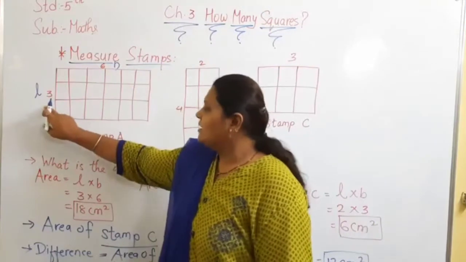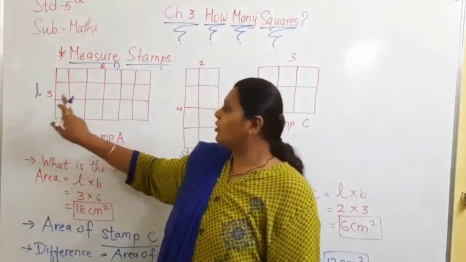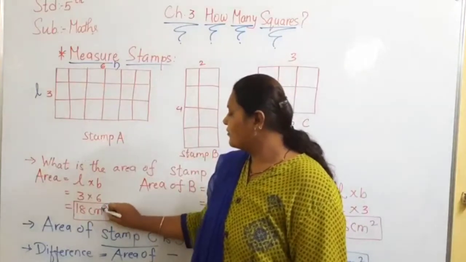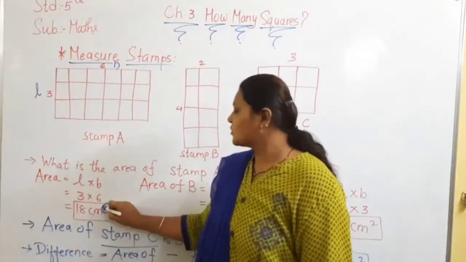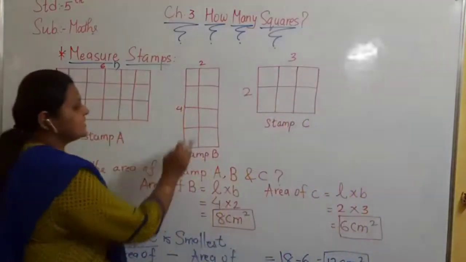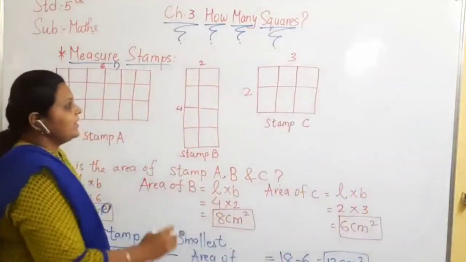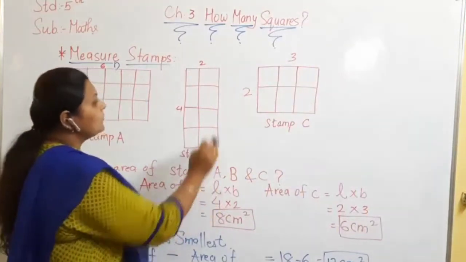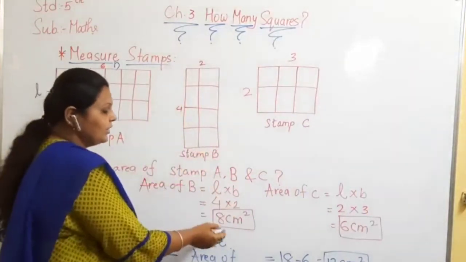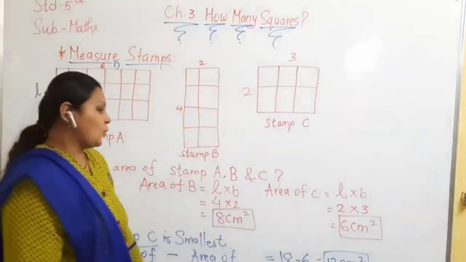Here we are taking the measure of one side, okay? The second side is pending. So here we have to write with square, okay? Now area of step B. In step B, length is 4 and breadth is 2. So 4 into 2, 8 centimeter square.